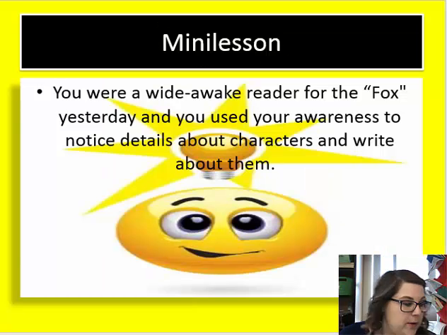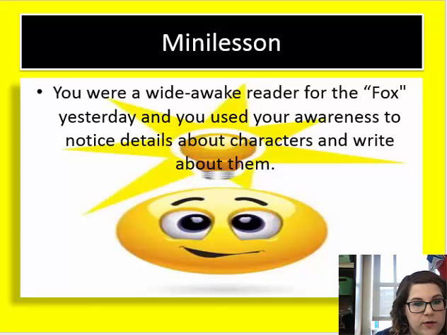The past couple days we've been wide awake readers for the book Fox. And yesterday you used your awareness to notice details about characters and to write about them. So you had copied down some of my notes: that dog is caring, maybe he's motivated by the mutual help that they are giving each other.